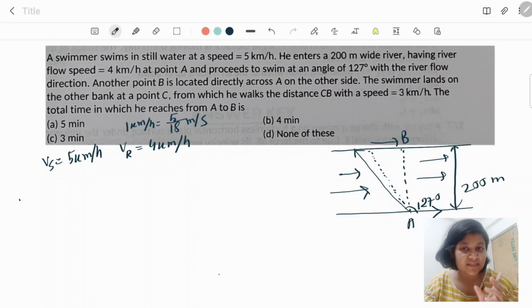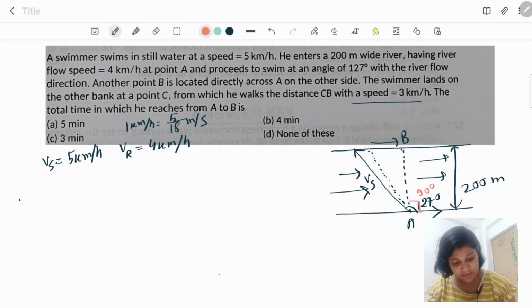So we have to find out the distance from C to B. The speed with which he covers the distance from C to B is also given. We only have to find out the distance from C to B in meter. So this is Vs, and this angle is 90 degree because B is just opposite to A, so this is a straight line connecting A and B, so this angle is 90 degree. Therefore this angle is 127 degree minus 90 degree, which comes out to be 37 degree.